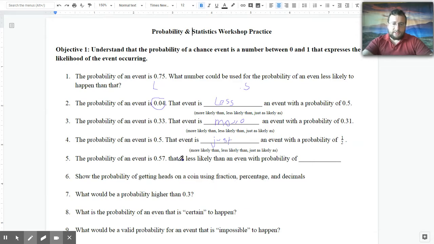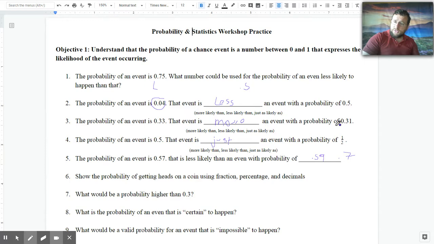The probability of an event is 0.57. That is less likely than an event of a probability of... So we're looking for an event that is more likely than this event. So any number above 0.57 would work. 0.571 would work. 0.59 would work. 0.7 would work. Anything that is above 0.57, even 1, which would be certain.